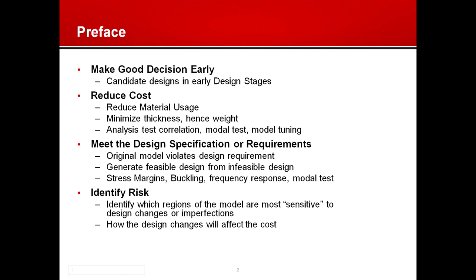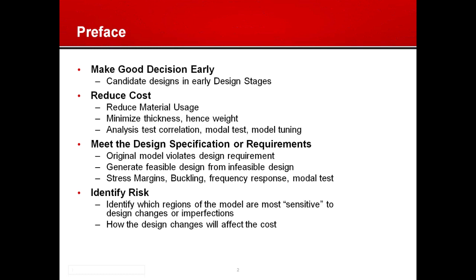Generally, cost reduction involves making good decisions early, reducing the weight of a component by selecting appropriate material, doing proper sizing, and the performance generally means meeting the specification required for the design. And often the risk identification means you want to be able to find out what variables are going to affect your cost as well as your responses of your design. So you want to be able to find all of that information, and Nastran can help you with that.